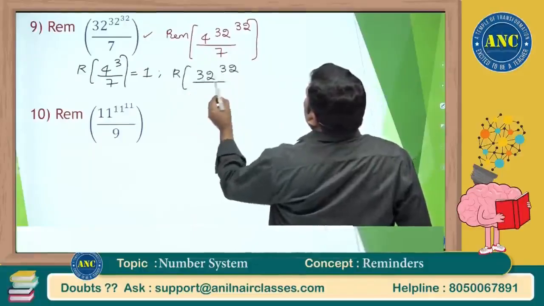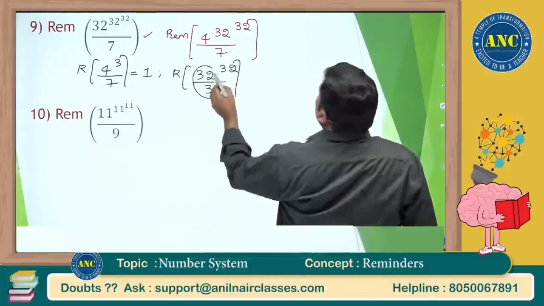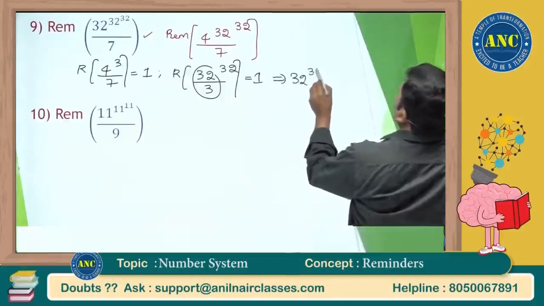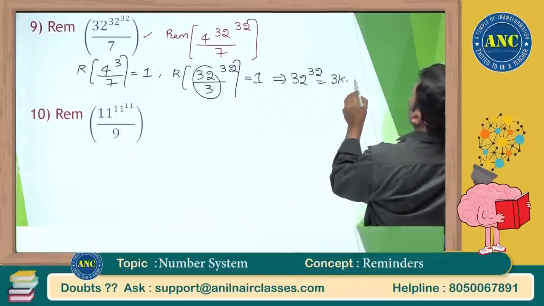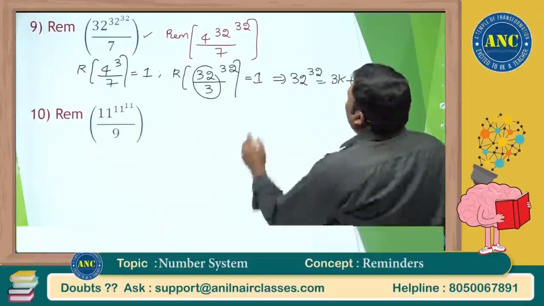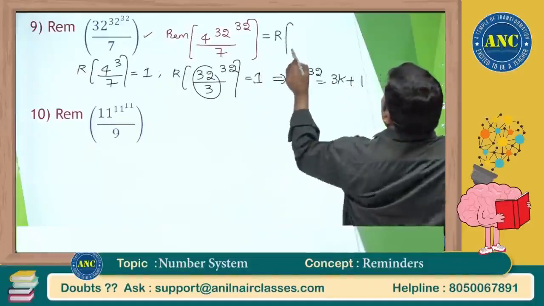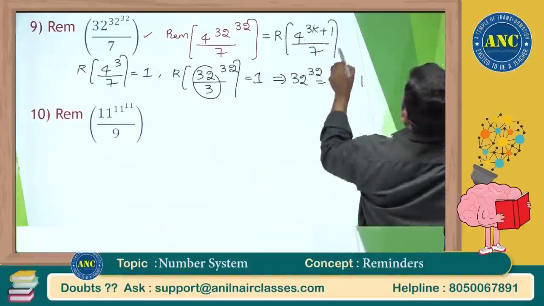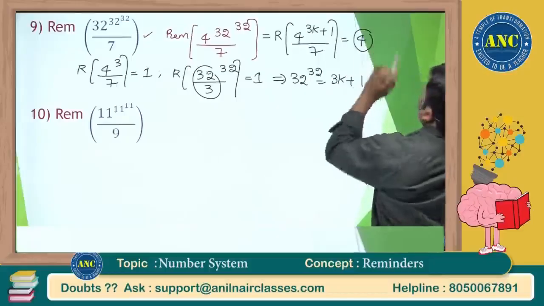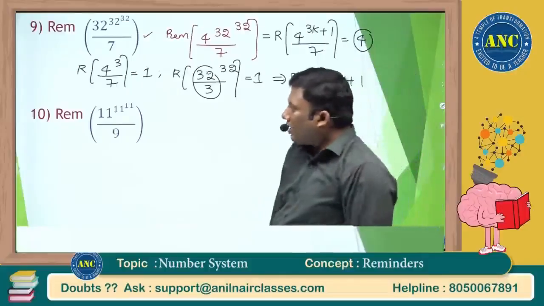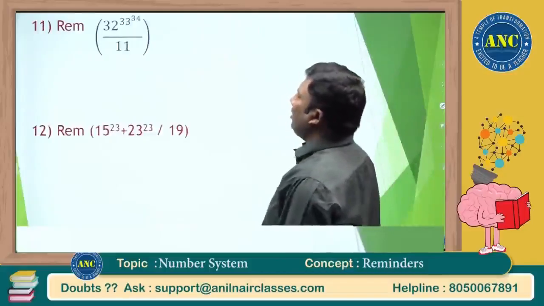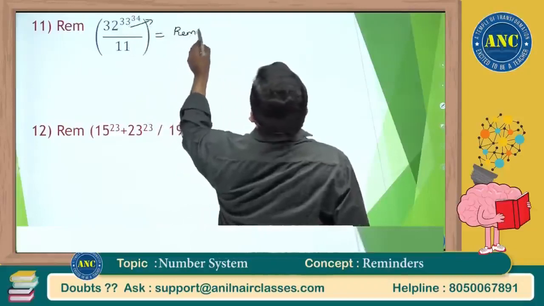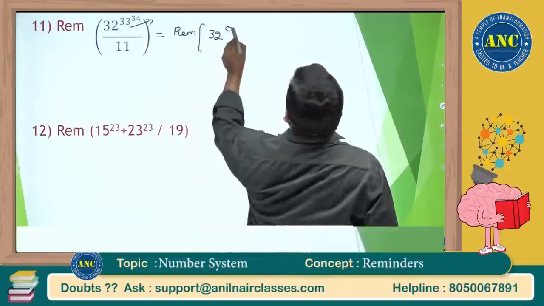32 power 32 divided by 3. 3 11s are 33, and minus 1 power even is plus 1. So 32 power 32 is nothing but 3K plus 1, since dividend equals divisor into quotient plus remainder, with remainder 1. Then 4 power 3K plus 1 divided by 7 is 4 divided by 7, so the answer is nothing but 4. The answer is 32 power 33 power 34. Already we solved this question. 33 is an odd number, so it is nothing but 32 power an odd number.